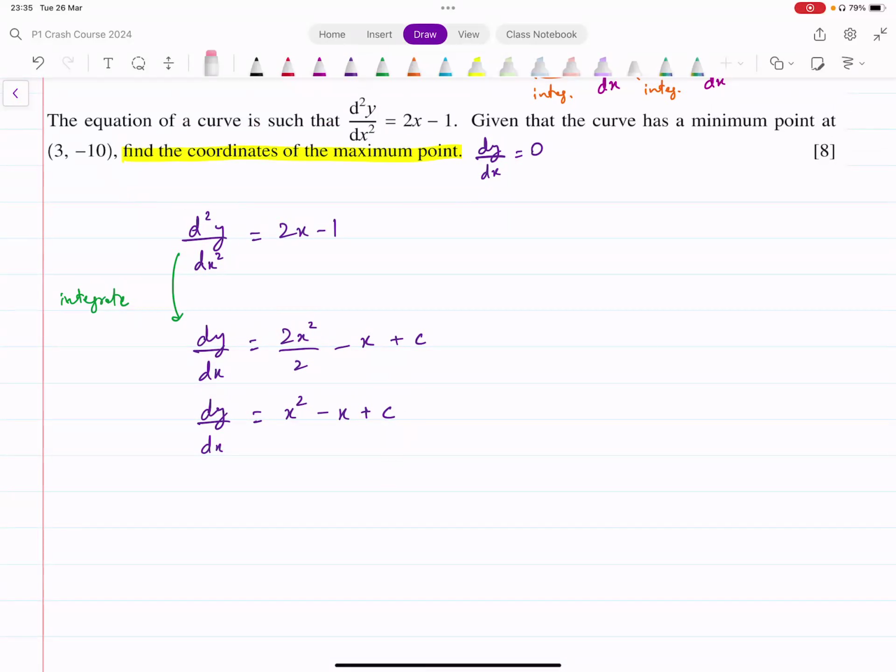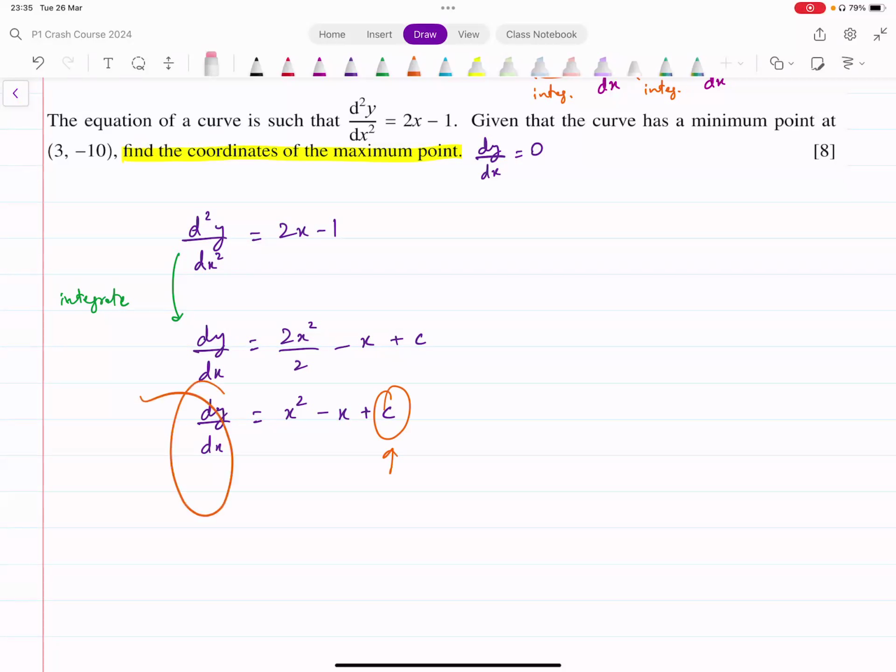Sir, we can put c as minus 10. C is minus 10? How? Why? Sir, because c is the y-intercept. The y-intercept of what?